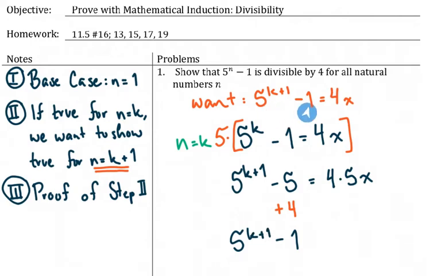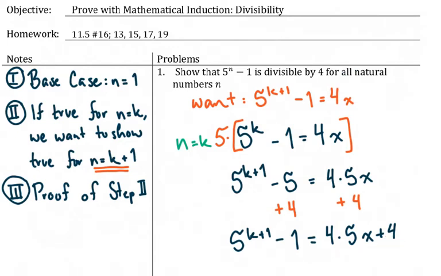This is why the want statement is so helpful. But we're following our algebraic order of golden rule, so we have to add 4 to both sides, and we end up with 4 times 5x plus 4. And remember, we wanted to show that this is a multiple of 4.